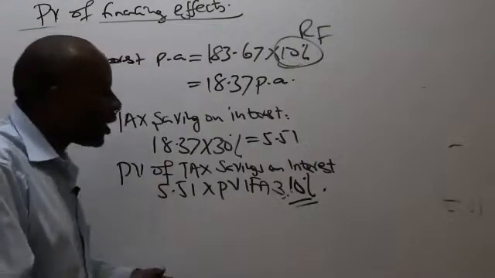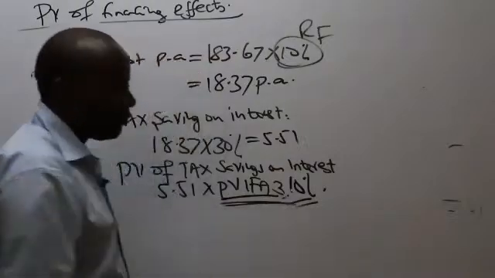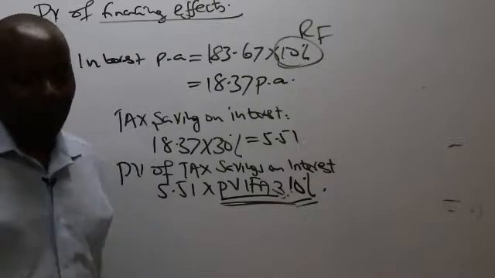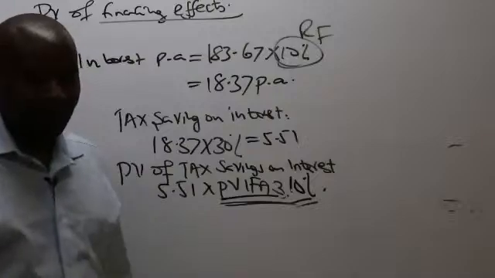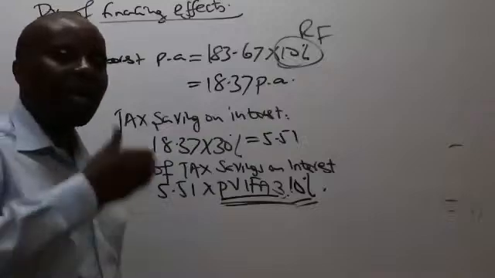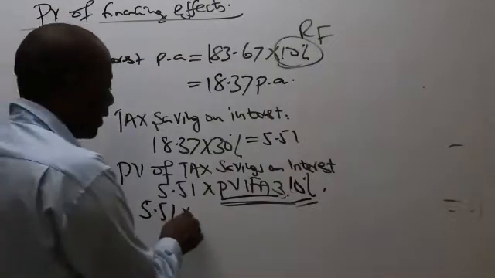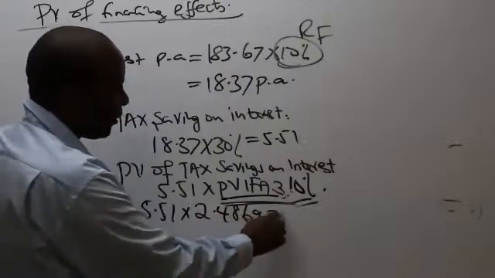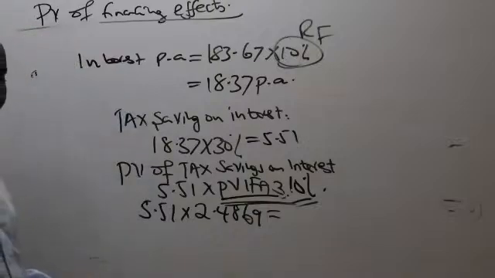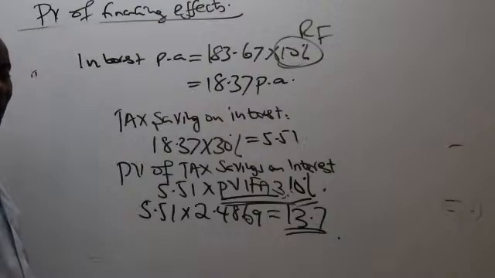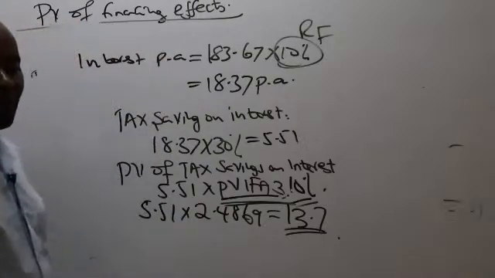Now, is there anybody who does not know how to read the PVFA? Please read for me PVFA, 3 years, 10%. Remember, the loan has to cover the entire project life, which is 3 years. So then this will be 5.51 times 2.4869. Please give me this figure. So 13.7. This is a very important figure that has to be double underlined. Very important. Have you done that? Thank you very much.